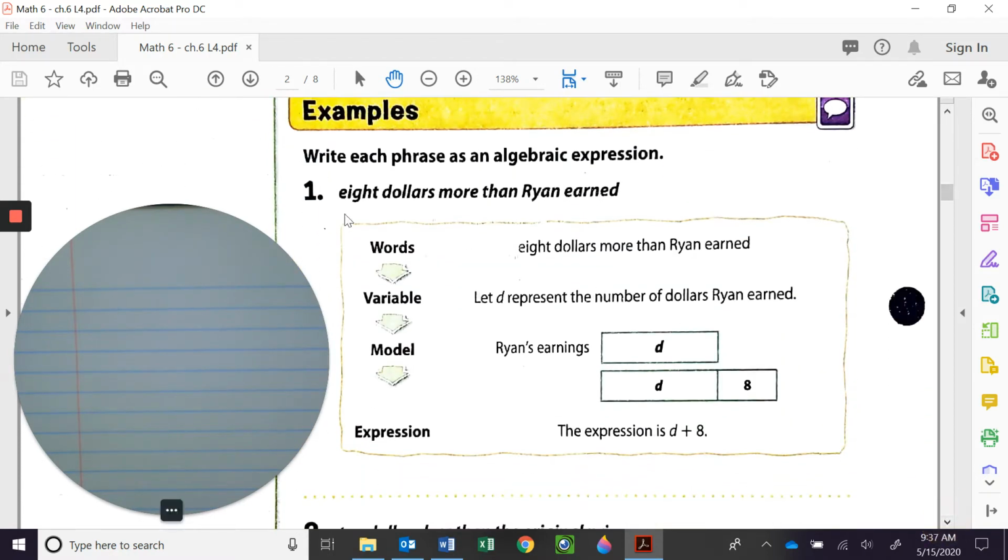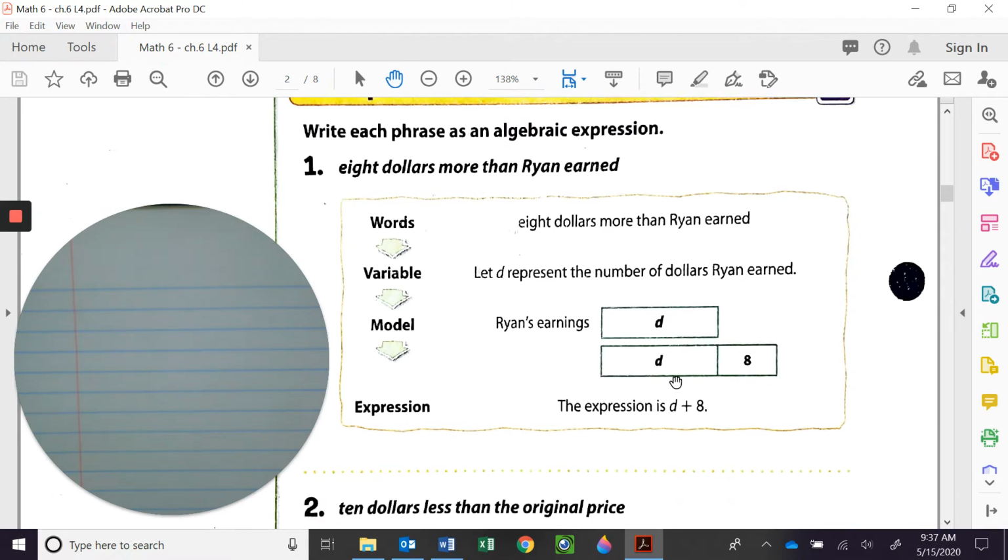So, $8 more than Ryan earned. Well, 8, you know that. That's just the number 8. And we're talking about dollars, and you can see that they use the letter D to represent dollars. And so it's 8 more than what Ryan had. So that's why it's D plus 8.